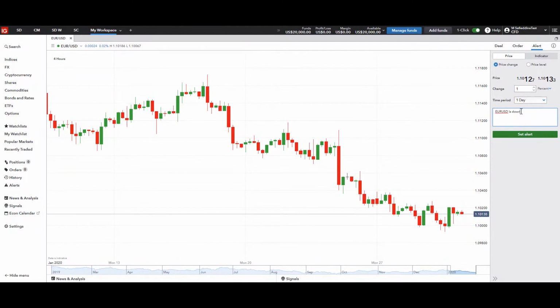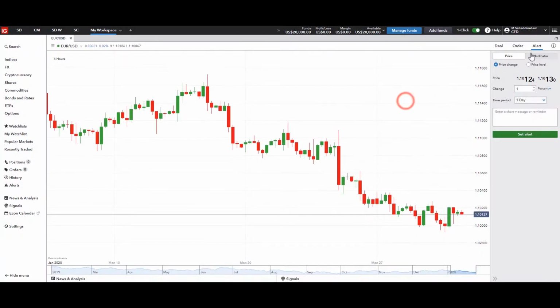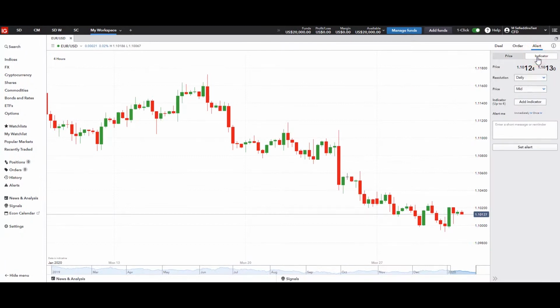Then we can notify ourselves and say, all right, your USD is down. It could go up, actually. It could go up or down by 1%, but it's changed by 1%. So let's go ahead and do that, and we can set up the alert. Once again, it's going to be there in our alert section, but it's going to be under price change alert and not price level alert. So our old price level alert at 1.1 is still there, and indicator alerts, we haven't set one up yet.